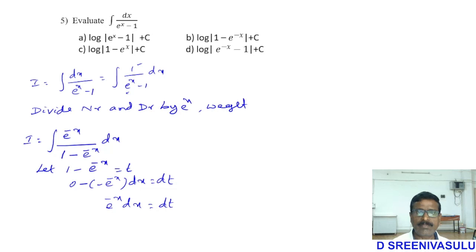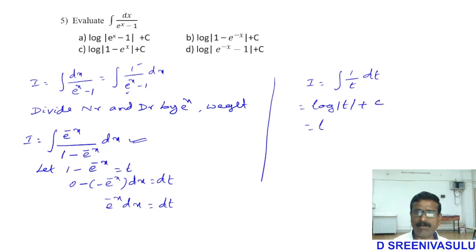Now, what is I equal to? I is equal to integral of 1 here, e power minus x dx is dt. 1 minus e power minus x is equal to t. Denominator is t, that is integral 1 by t dt. This is equal to log mod t plus c.